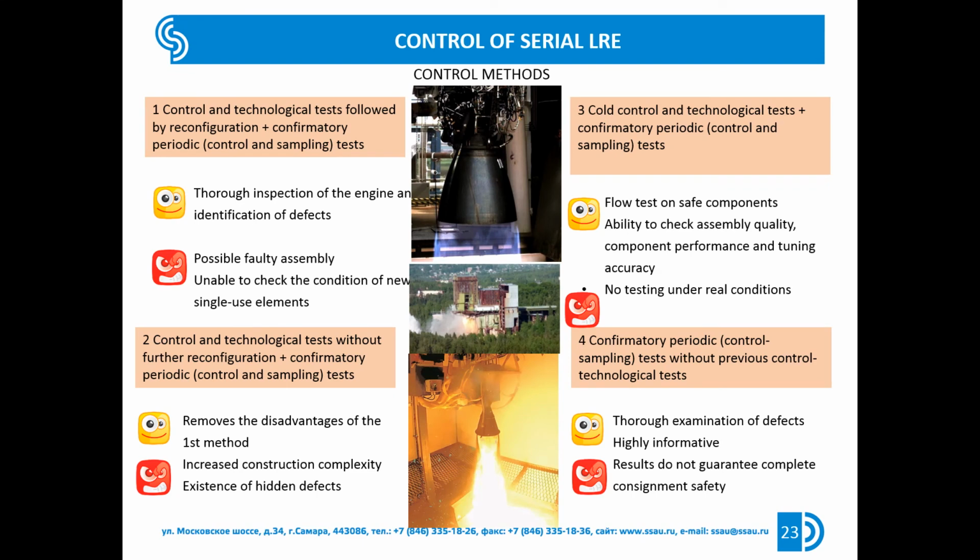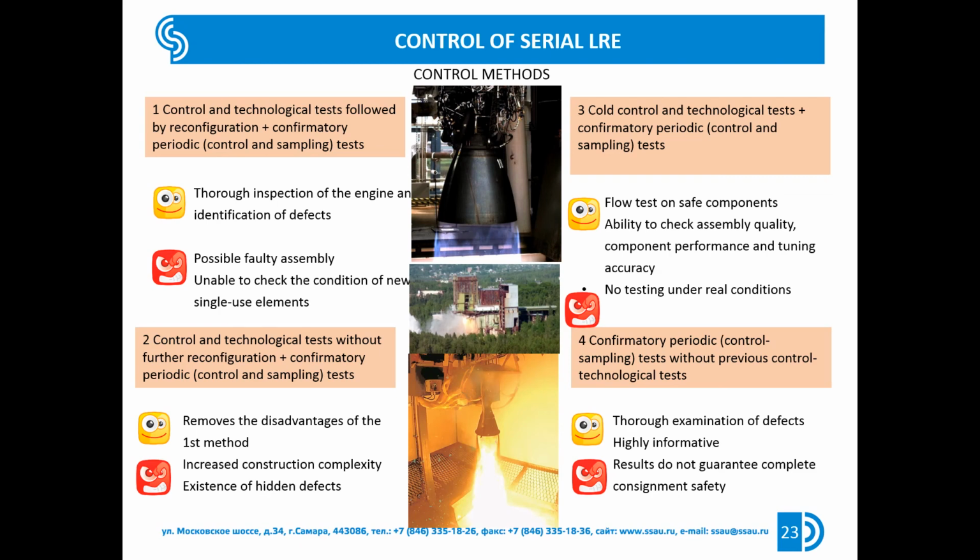Comprehensive testing of commercially available liquid propellant rocket engines is most often carried out by one of the following methods. Control and technological tests with subsequent reassembly, plus confirmatory periodic tests, control and sample. Control and technological tests without subsequent reassembly, plus confirmatory periodic tests, check and sample. Cold process control tests, plus confirmatory periodic tests, sample control. Confirmatory periodic tests without preceding inspection and sampling tests, inspection and sampling.